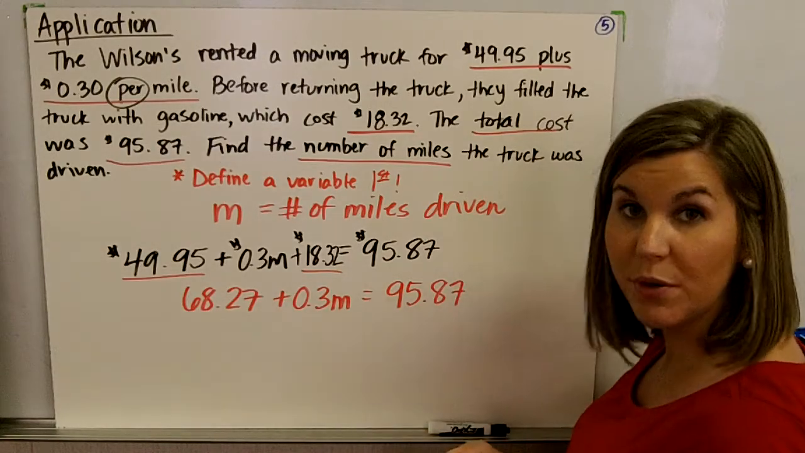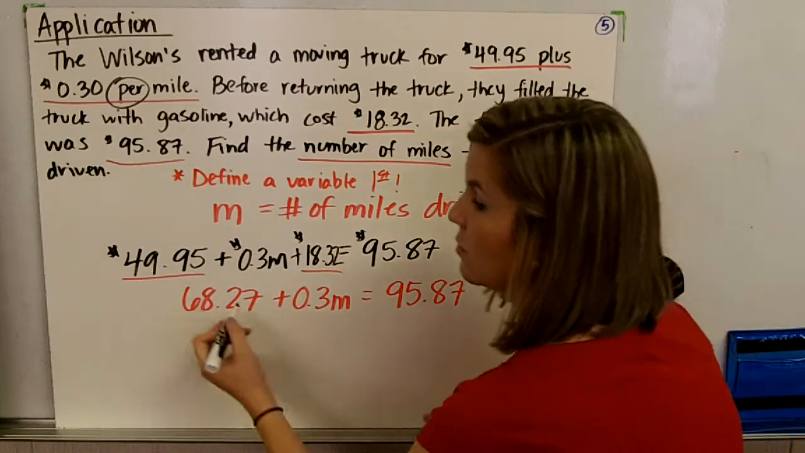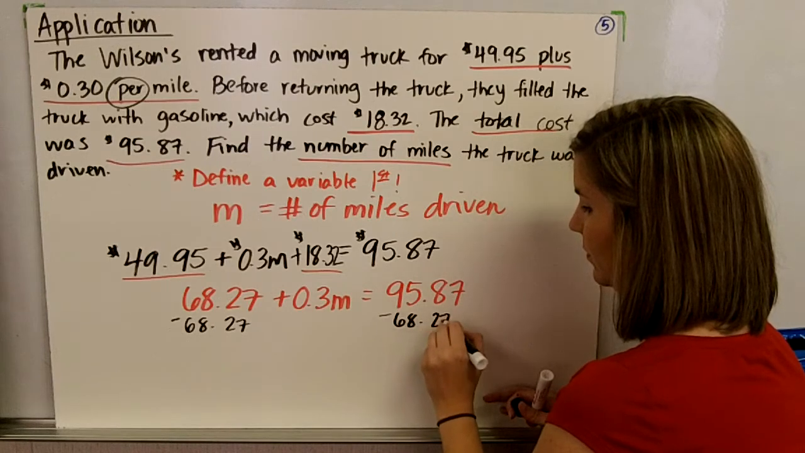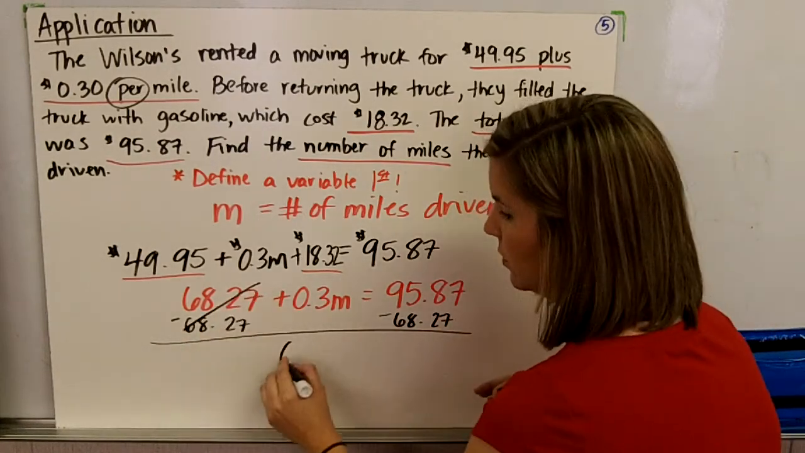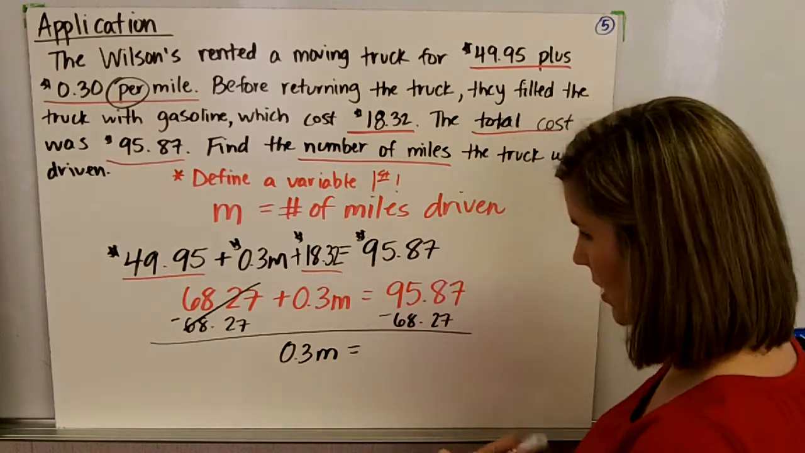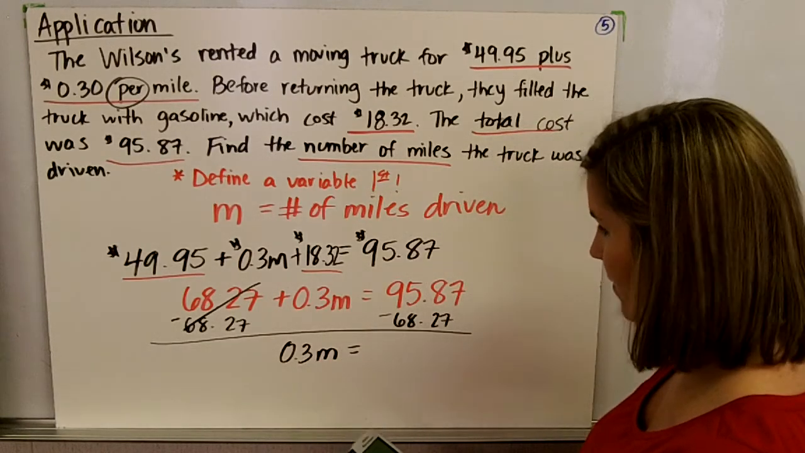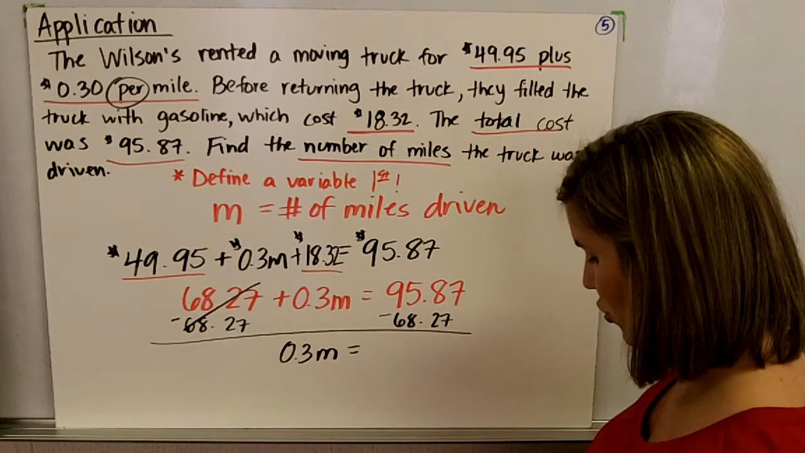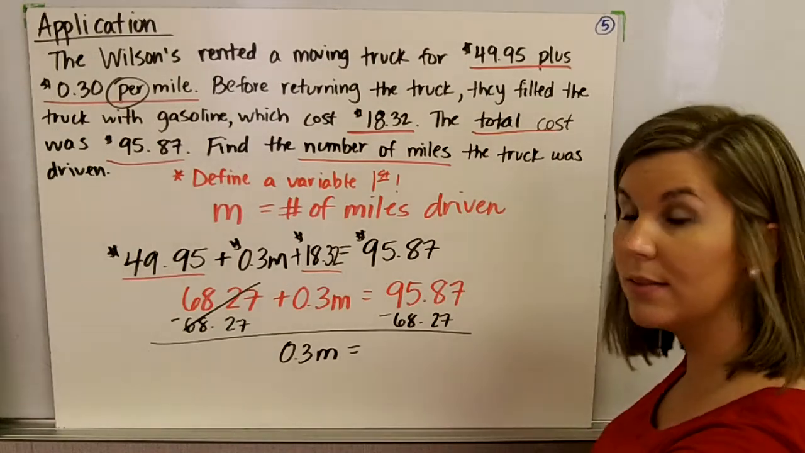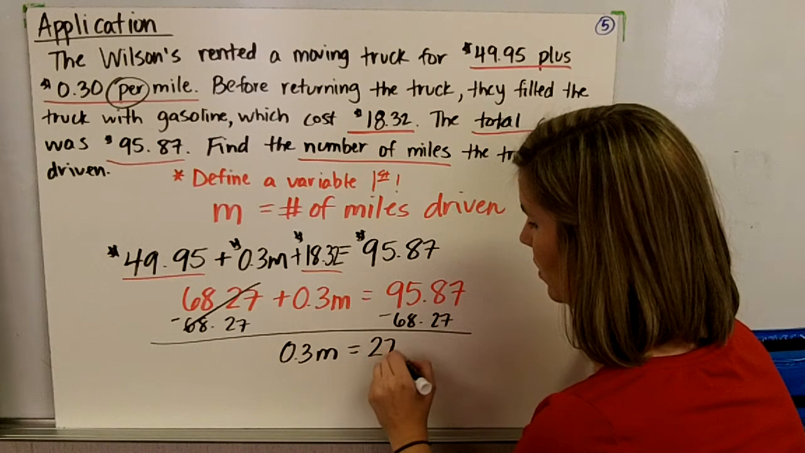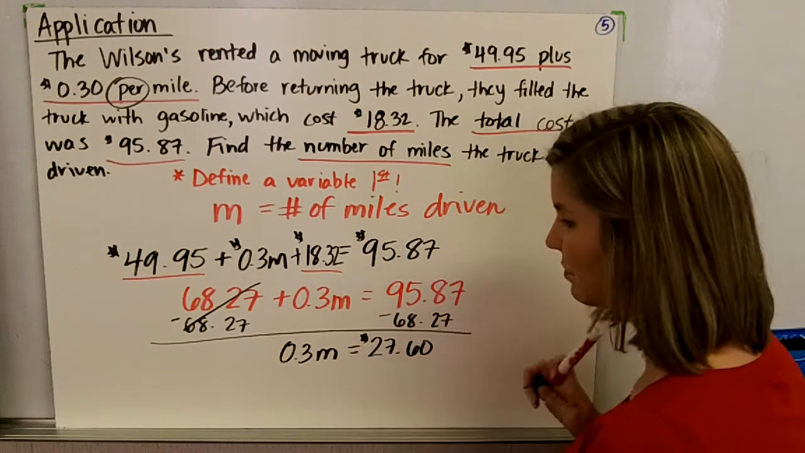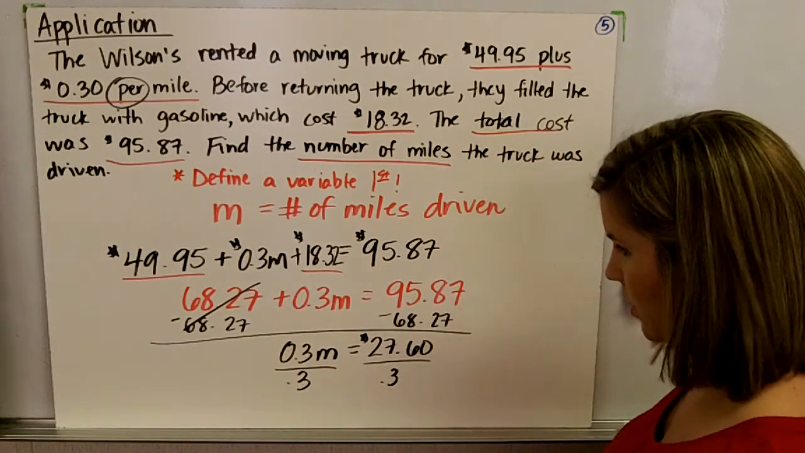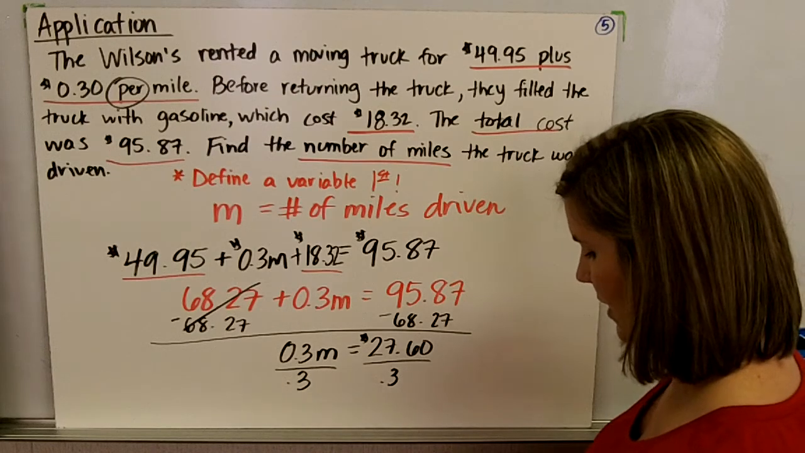All right, now it's a two-step equation. We need to subtract 68.27 from both sides. Those will cancel. 0.3 M equals, let's subtract $95.87, subtract $68.27 gives you $27.60. And we're going to divide both sides by 0.3 or 30 cents. And that gives you 92.